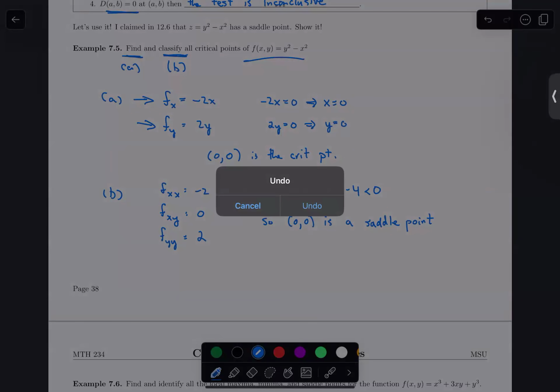Questions? This first one here was admittedly on the easier side. We're still warming up. They do get harder. Yes. What is a saddle point?